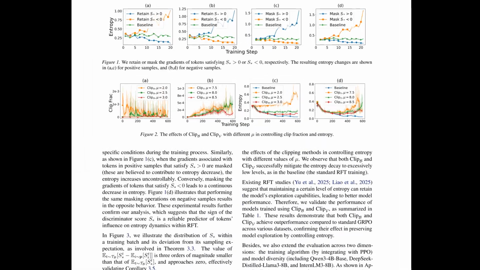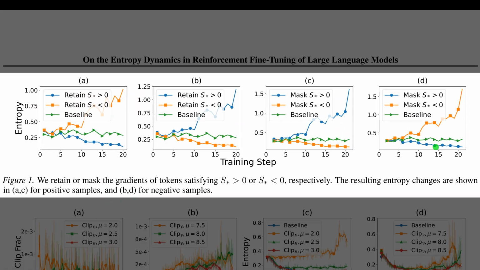Figure 1 validates the theoretical link between the discriminator score, S*, and the direction of entropy change. In panel A, which focuses on positive samples, retaining tokens with a positive score causes the blue line to drop, signaling entropy collapse, whereas retaining negative scores pushes the orange line up. Panel B shows that for negative samples, this effect reverses completely. Finally, panels C and D demonstrate that masking these gradients allows us to manipulate the outcome, proving S* is a reliable control signal.